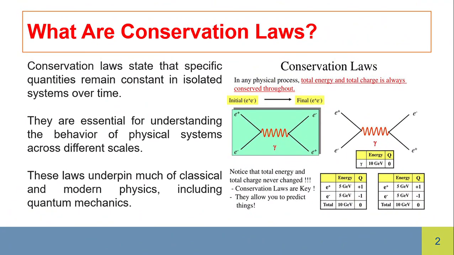What are conservation laws? Conservation laws state that specific quantities remain constant in isolated systems over time. They are essential for understanding the behavior of physical systems across different scales. These laws underpin much of classical and modern physics, including quantum mechanics.